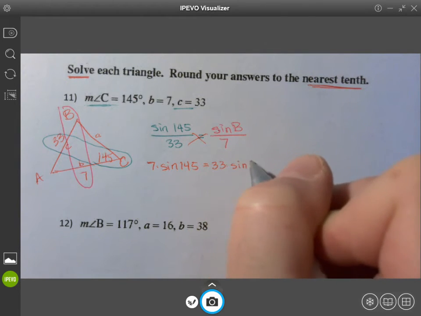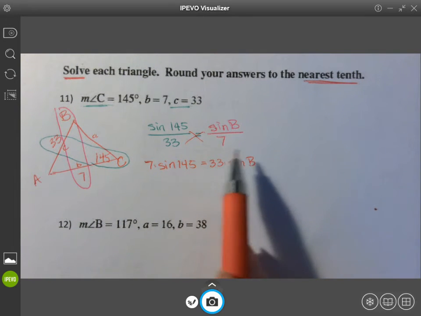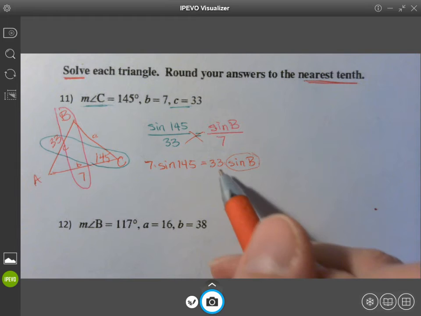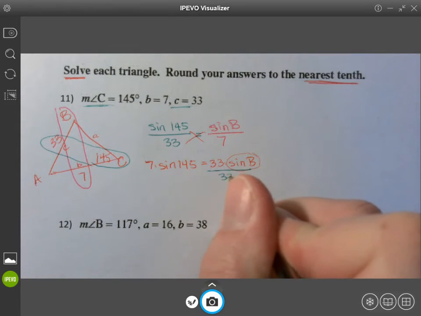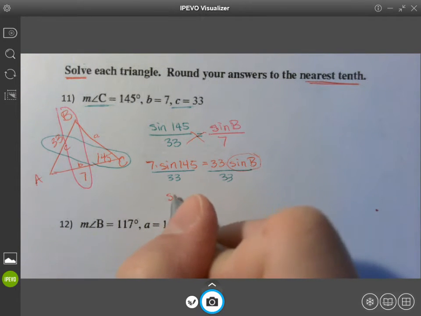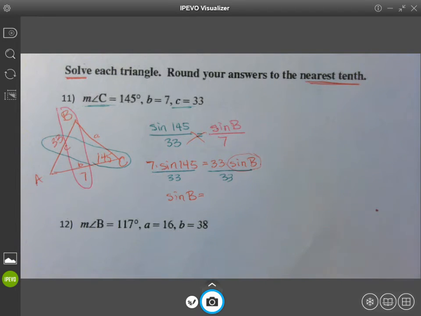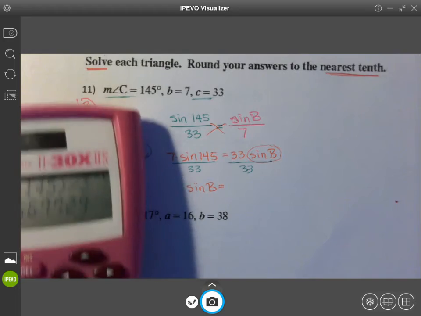times sine B. Okay, now I'm looking for B, but I've got to get sine B solved for. So this is what I'm trying to get by itself. How do I get rid of that 33? Divide. All right, so this is a matter of typing in your calculator, guys, and we'll get sine B equals some decimal. So take a minute, type that in your calculator, see if you agree with me.